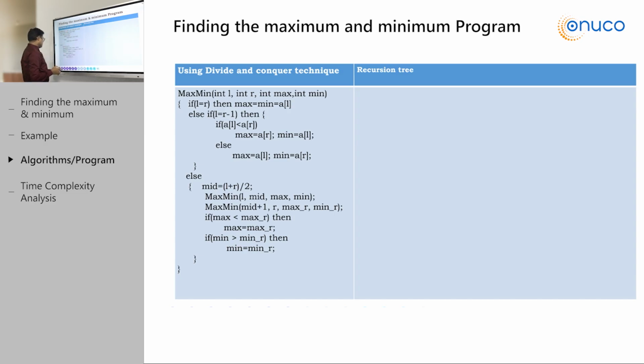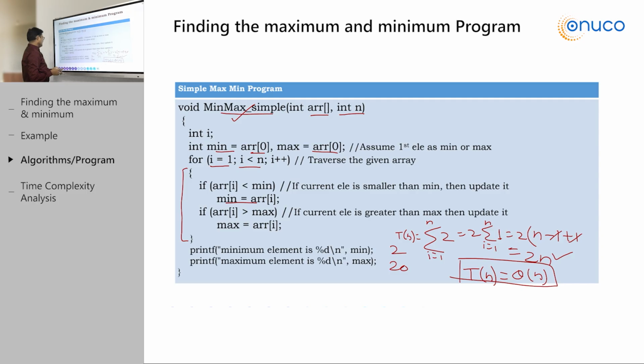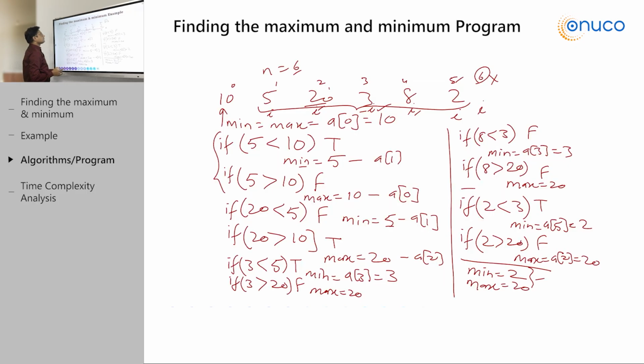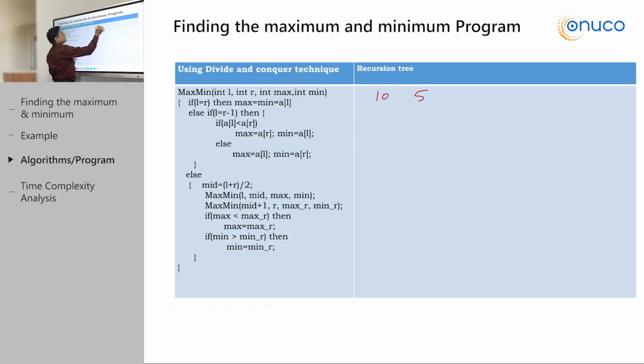Let us take that example again and see how exactly we are going to address this. We have 10, 5, 20, 3, 8, 2. N is equal to 6, with indices 0, 1, 2, 3, 4, 5. Here we have more elements, where L is 0 and the right index R is 5.